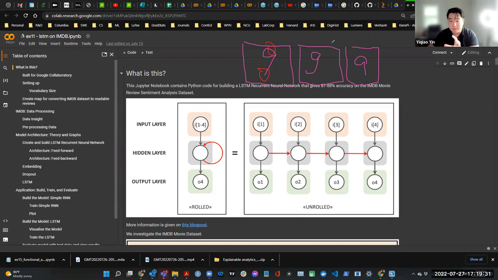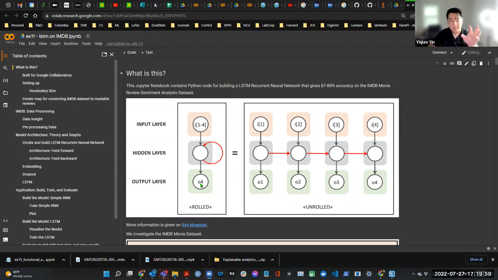Now, with all that being said, we can dig into this model. This model has two versions of explaining it. The first version is on the left-hand side, which some people call the roll-up version, some people call the folded version, which has this red circle that loops back into it, and you have an arrow coming from input to hidden, and another arrow coming from hidden to output.